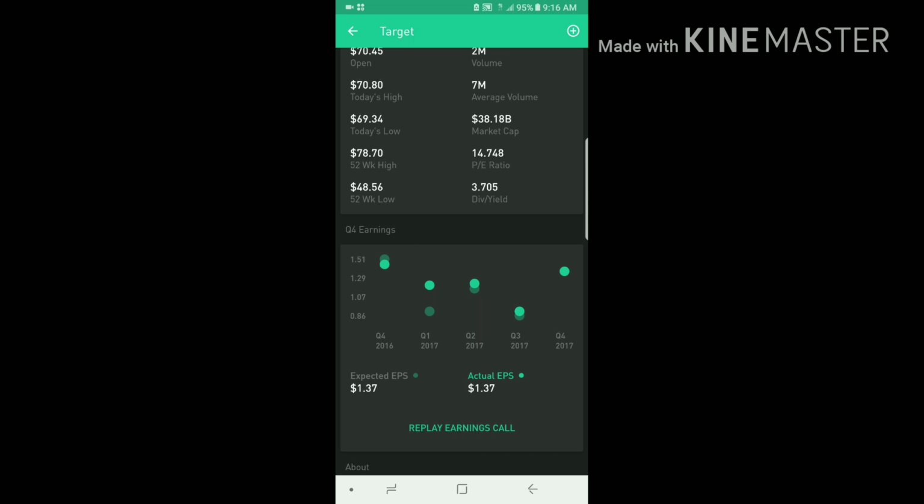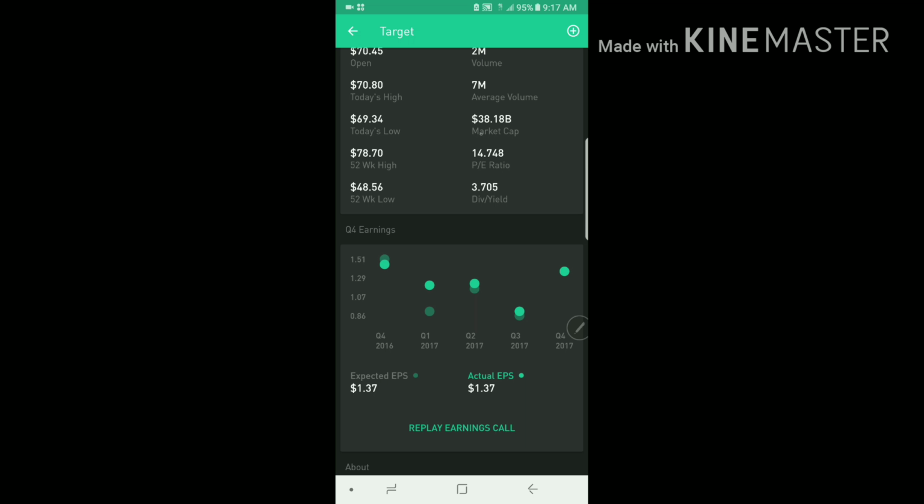Now right here, you can see in this corner, this is where you check the dividend yield. If it says 0, then the stock doesn't have a dividend. If it has a number, that means that's the percentage that the stock returns to you. So if you're a dividend investor, then this is what you want to look at.